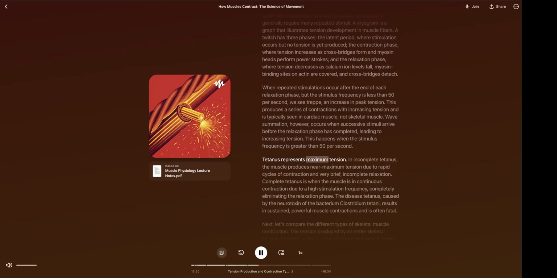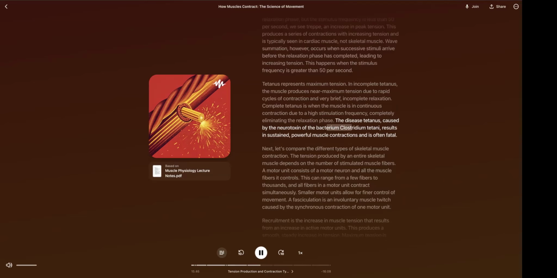Tetanus represents maximum tension. In incomplete tetanus, a muscle produces near maximum tension due to rapid cycles of contraction and very brief, incomplete relaxation. Complete tetanus is when the muscle is in continuous contraction due to a high stimulation frequency, completely eliminating the relaxation phase. The disease tetanus, caused by the neurotoxin of the bacterium Clostridium tetani, results in sustained, powerful muscle contractions and is often fatal. Next, let's compare the different types of skeletal muscle contraction.